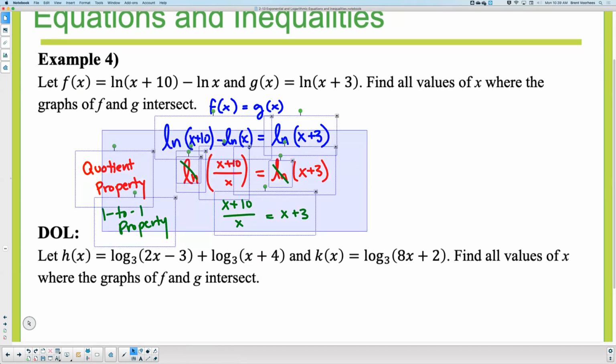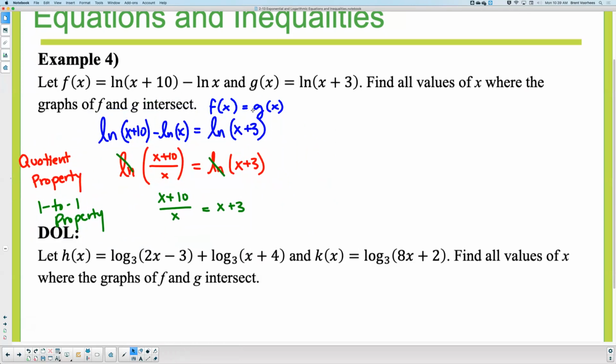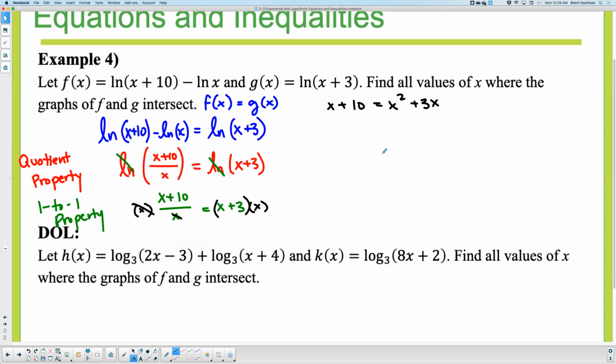To clear myself some space, I'm just going to slide these over now. Okay, so I'm multiplying by x on both sides. Over here, this simplifies, and so I have x plus 10 equals, let's distribute that, x squared plus 3x. This looks like we're going to have to use the zero product property again. So I'm going to combine my like terms by subtracting x and subtracting 10.